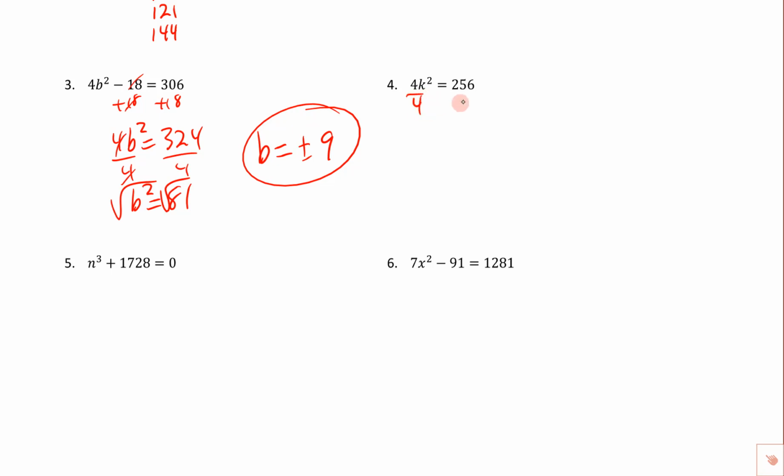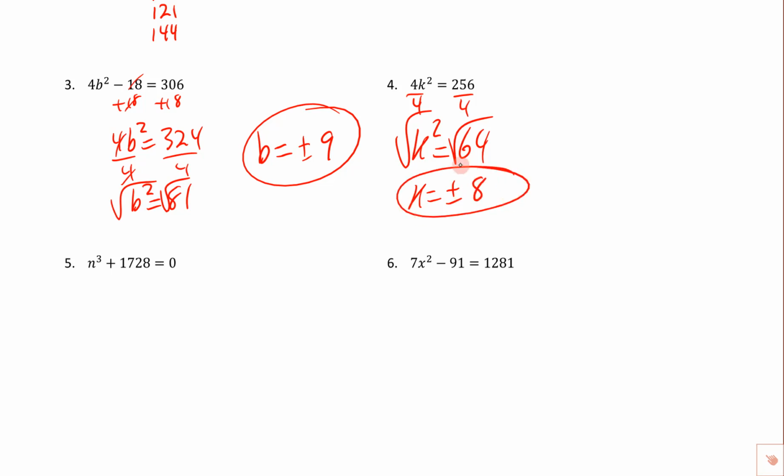This one here, we're going to divide both sides by 4 like we did on that previous one. We get k squared equals 64, if you want to double check me on a calculator. We're going to take the square root of both sides, so k equals. Again, we're putting a square root on here, so we have to put a plus or minus on there. And then the square root of 64, of course, is 8, so we're going to circle that.